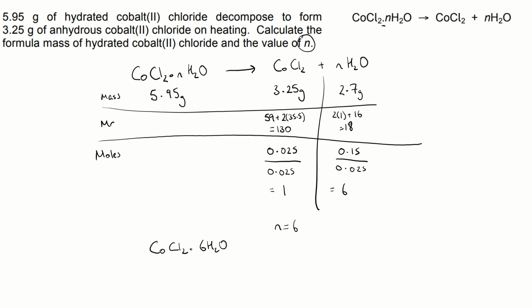And the formula mass, we do CoCl2.6H2O. So we've got 59 plus 2 times 35.5 plus 6 times water, and water is 2 times 1 plus 16. That is 238 grams per mole. Right, this type of question, heating to constant mass, is really tricky.